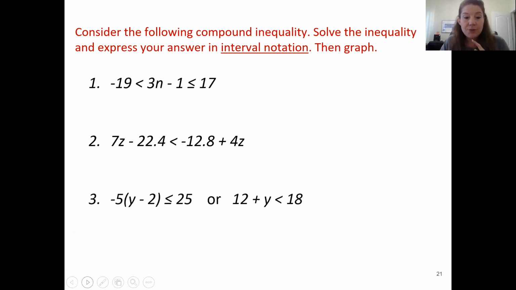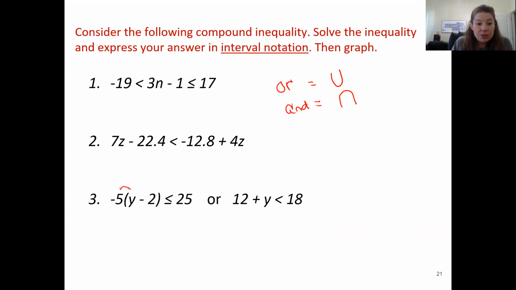Moving on. Number 3. Now this time we see the word or, and back on that first slide, I told you that or means union, and when we see the word and, that means intersection. Remember those from the first class? So what we're going to do is use the distributive property. Negative 5 times y is negative 5y. Negative 5 times negative 2 is positive 10.